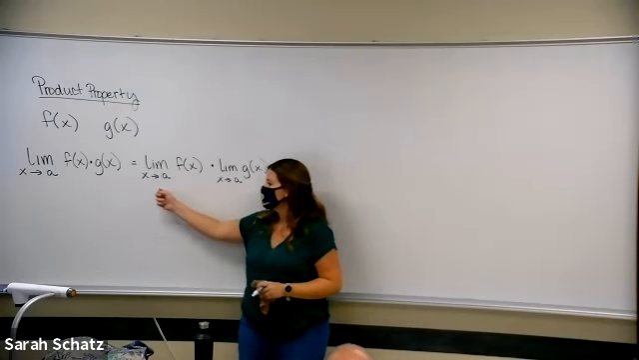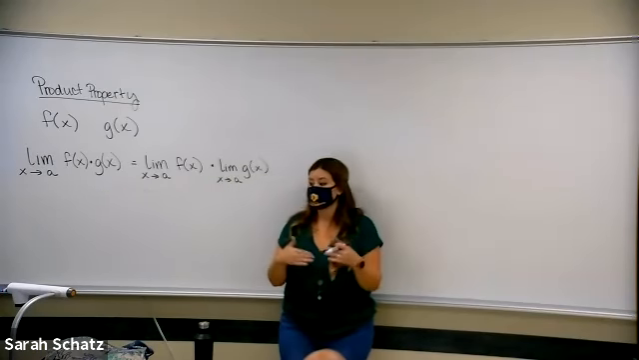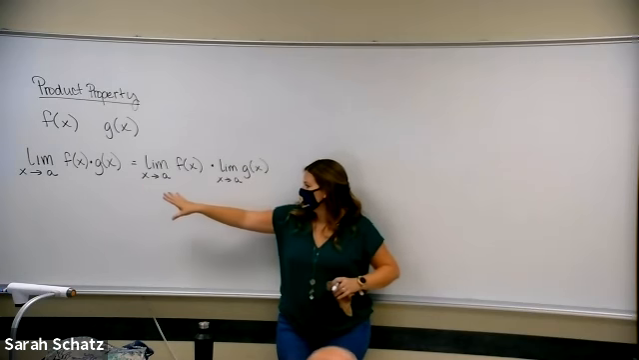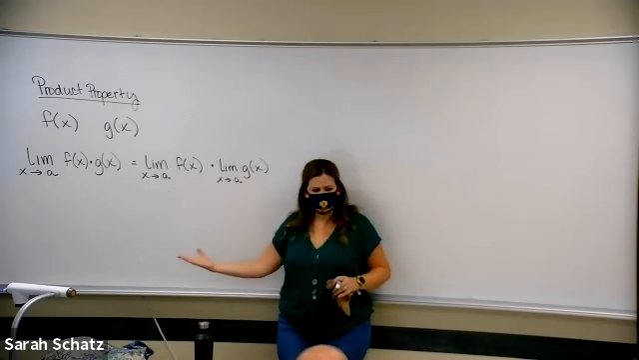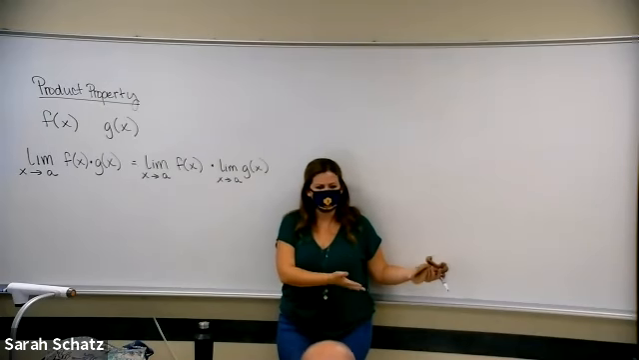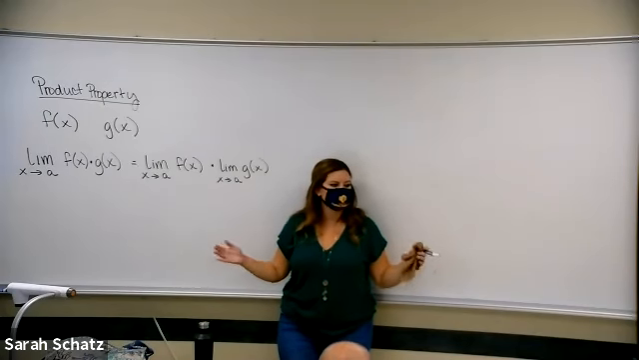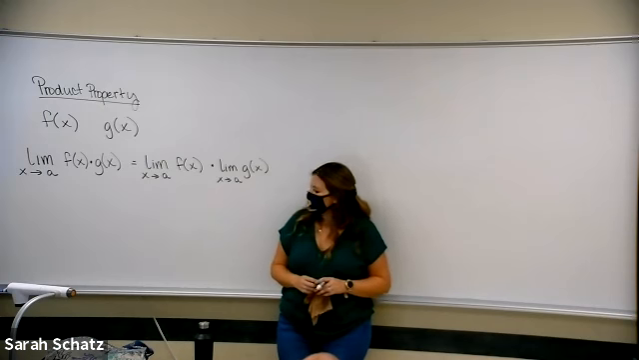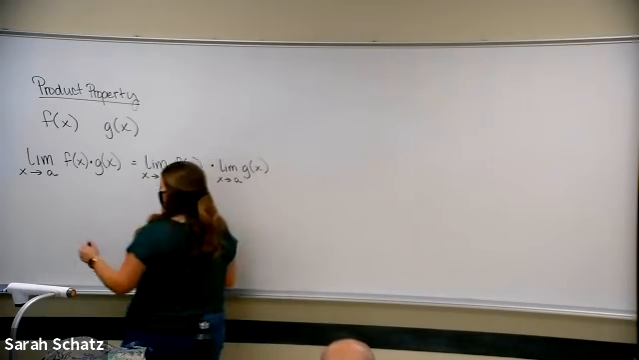Notice the x approaches a. We're approaching the same value, right? If we were approaching a value on f of x and then a different value for g of x, that would ruin this whole thing. You do have to be approaching the same value for both functions. So let me show you an example of that.